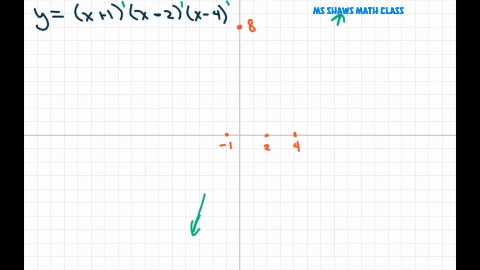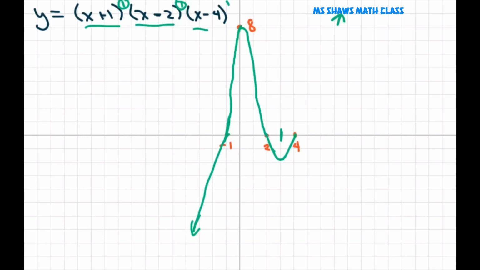So I'm going up to negative 1 here. That's this portion. It has an odd multiplicity. That means I can cross and go to 8. So something like that. Then it kind of comes back down to 2. Now at 2, we also have an odd multiplicity, so I can cross. If you want, you could put 3 in and see where that goes, but we're just going to estimate. At 4, we also have an odd multiplicity. That means I can cross. So there's your graph.